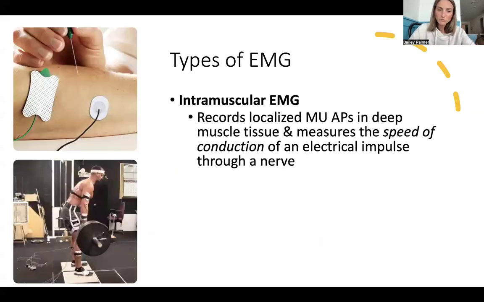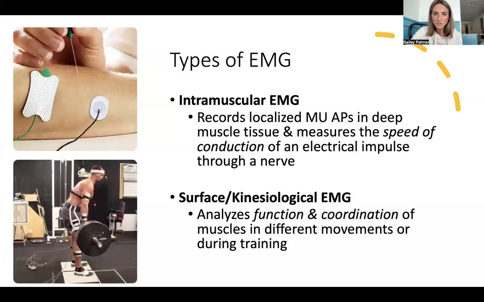So there are two types of EMG. Intramuscular uses a needle or fine wire inserted inside the muscle belly, so this will pick up very deep motor unit action potentials. Unlike surface EMG, where we're just putting electrodes across the top of the skin, which, like I said, picks up those action potentials that just slide across the surface.